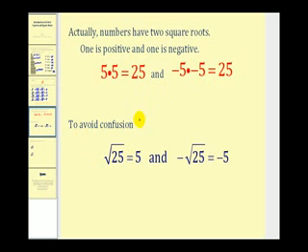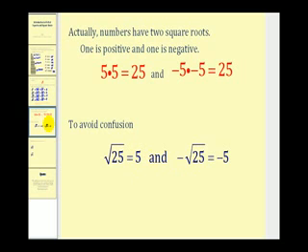However, to avoid confusion, when we want the positive square root of a number, we use this notation here called the principal square root. And if we want the negative square root of a number, we just put a negative in front of the square root. And this avoids confusion between which square root we're referring to.